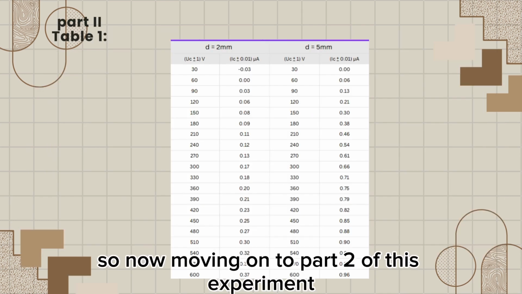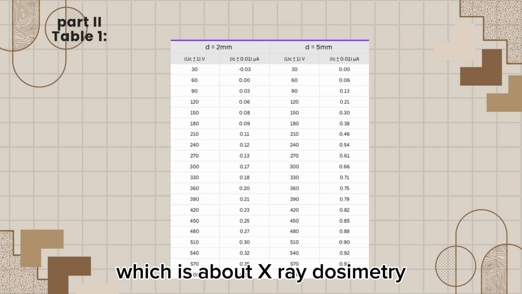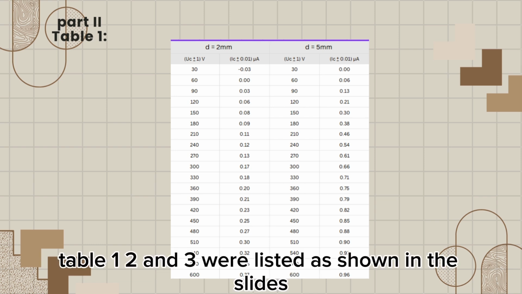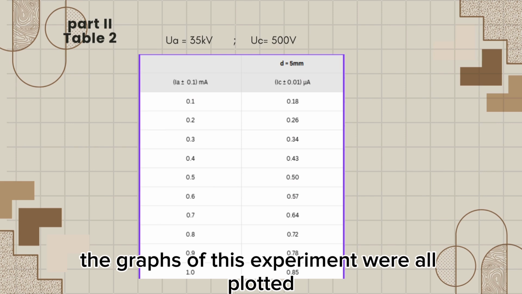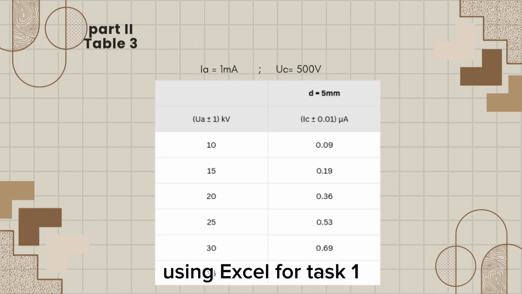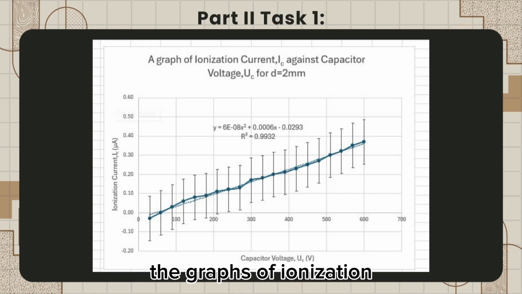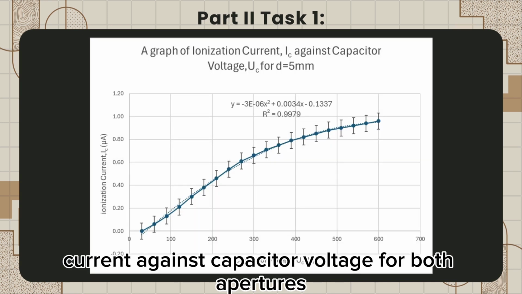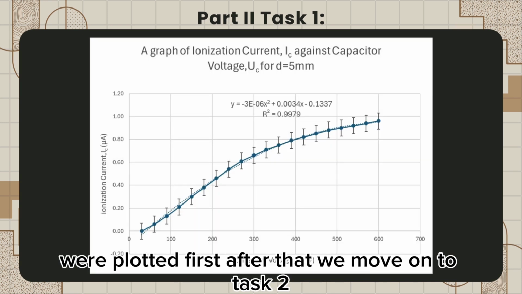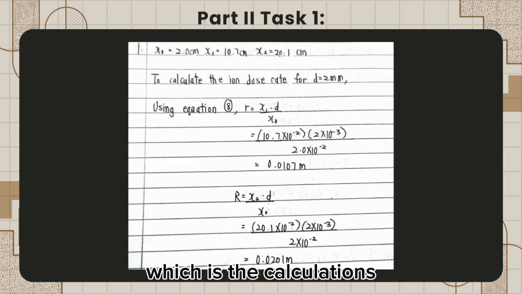So now moving on to part 2 of this experiment, which is about X-ray dosimetry. Tables 1, 2 and 3 were listed as shown in the slides. The graphs of this experiment were all plotted using Excel. For task 1, the graphs of ionization current against capacitor voltage for both apertures were plotted first. After that, we moved on to task 2, which is the calculations.